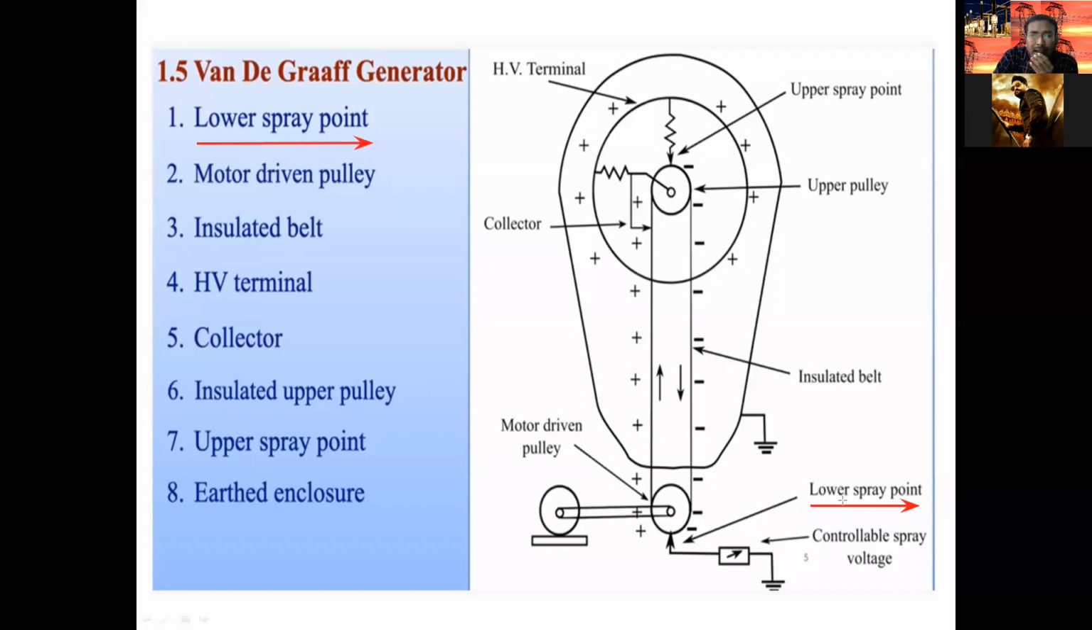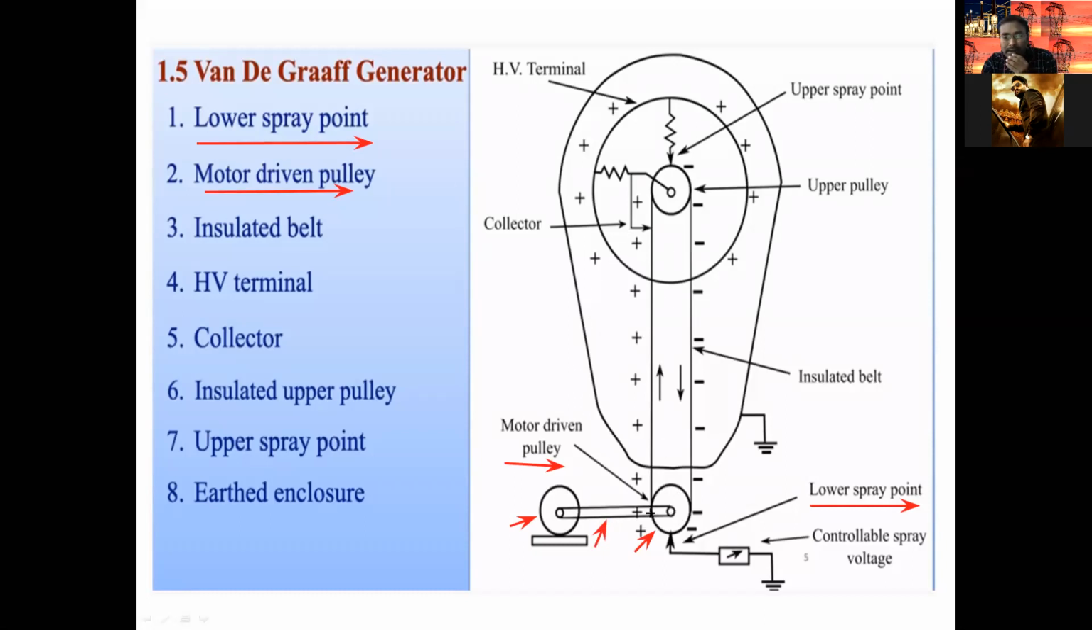Next, the motor driven pulley. This is called the roller. The roller is rotated by using a motor. If the motor is rotating, this bottom roller is rotating. This is called the shaft between the roller and the motor. If the motor is rotating, the bottom roller is rotating in one direction.